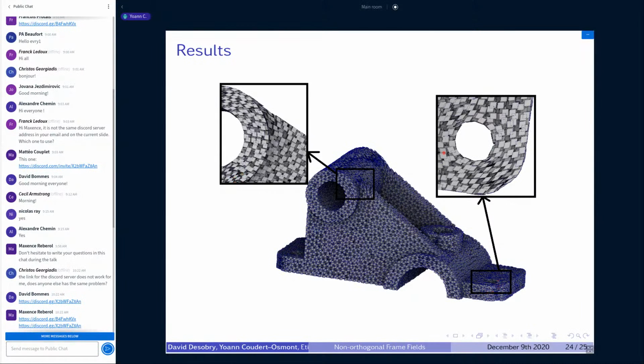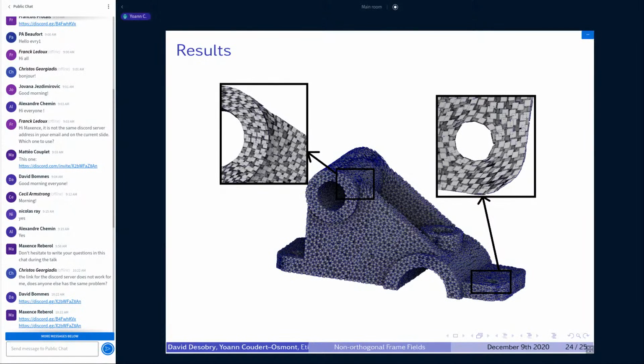And here in this zoom, we can see also non-orthogonal frames, whereas we could expect to have orthogonal frames that turn along this part of the mesh. So it put a singularity here, but it's difficult to say if it's bad news or good. So we have many kinds of results. Some are good, some are bad, and some are very strange.